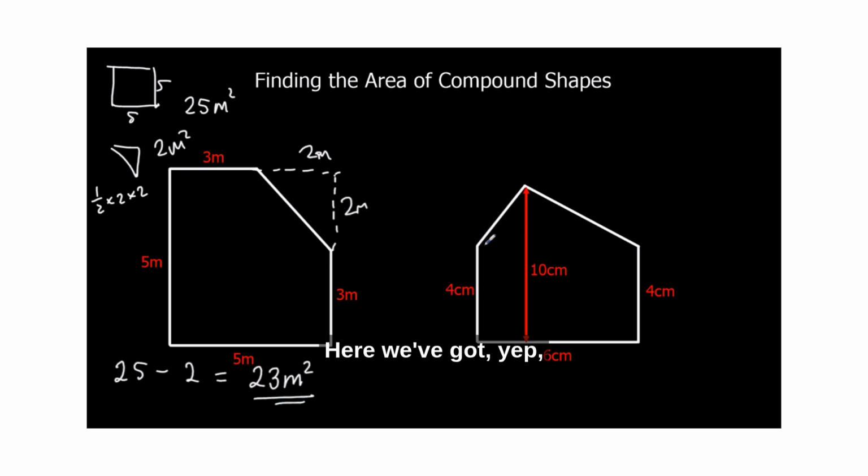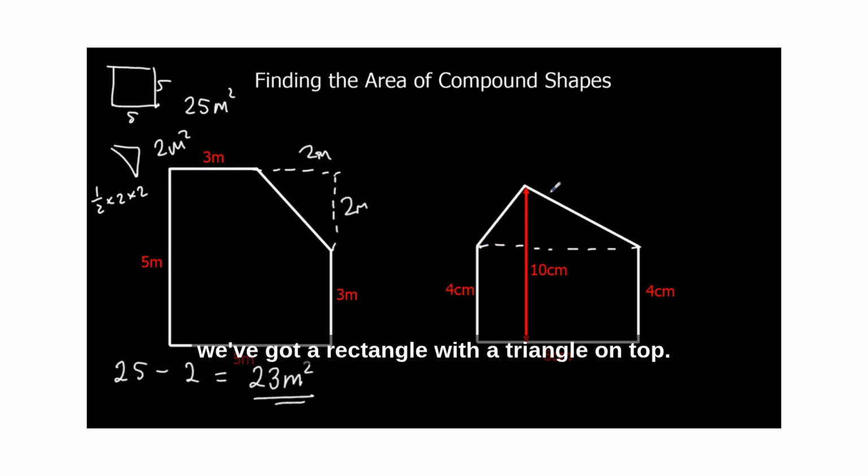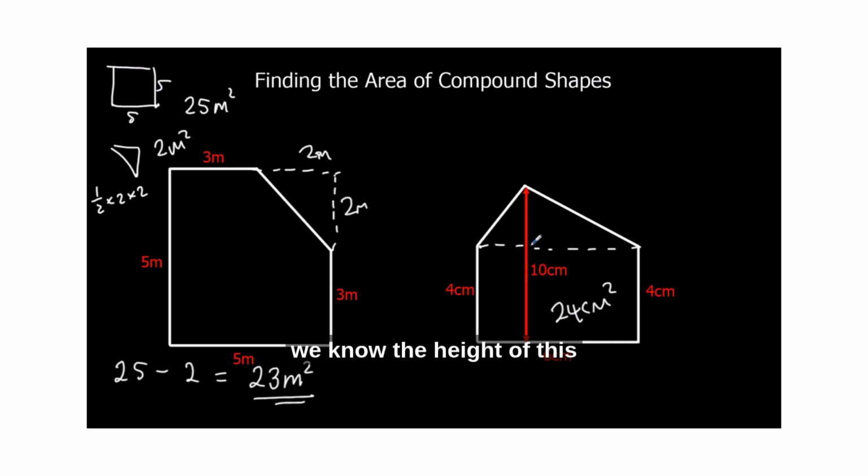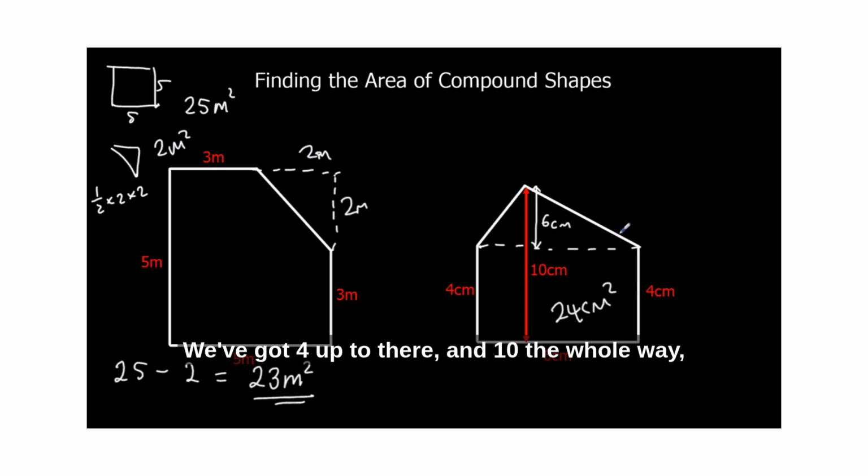Here we've got a rectangle with a triangle on top. So 4 times 6 is the rectangle, and 4 times 6 is 24 centimeters squared. And we know the height of this triangle has got to be 10 take away 4, so 6. The height's got to be 6. We've got 4 up to there and 10 the whole way, so another 6.